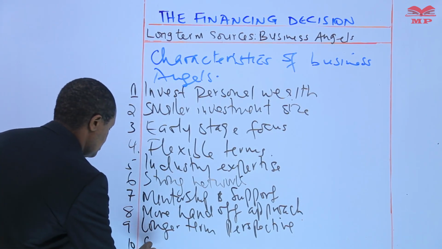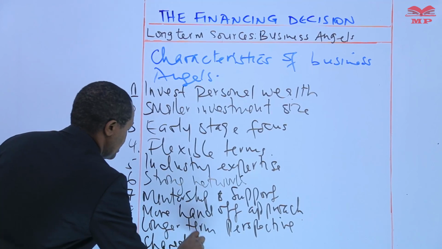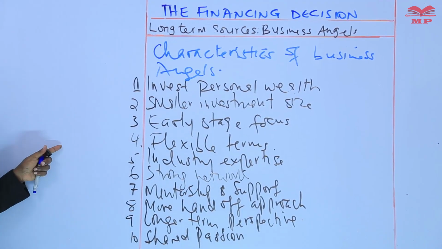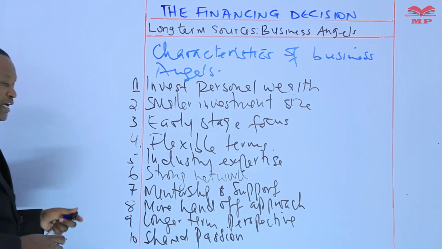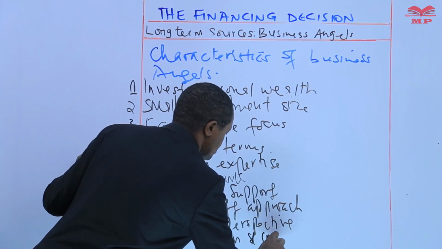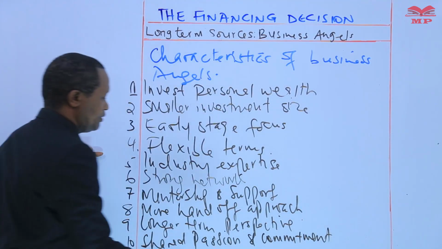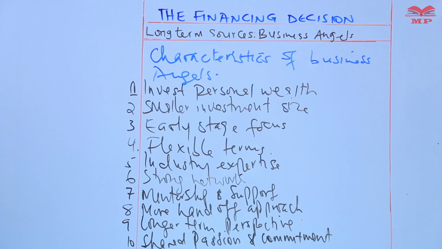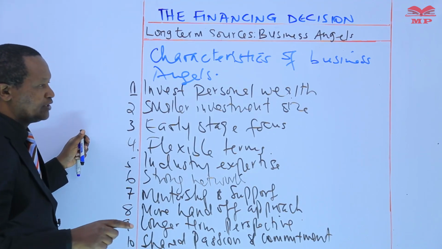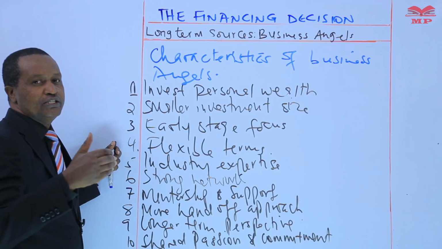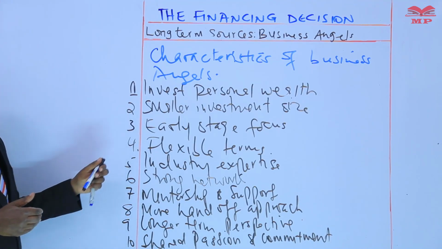Ten, shared passion. Business angels have a shared passion and commitment. They often invest in sectors they understand and are passionate about, thereby fostering a closer relationship and shared success journey.